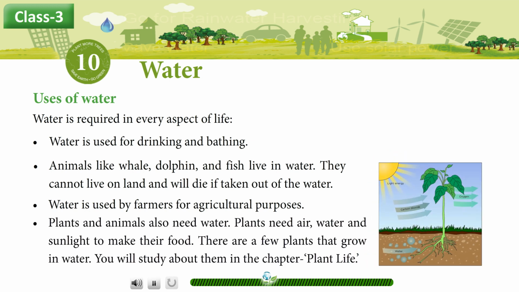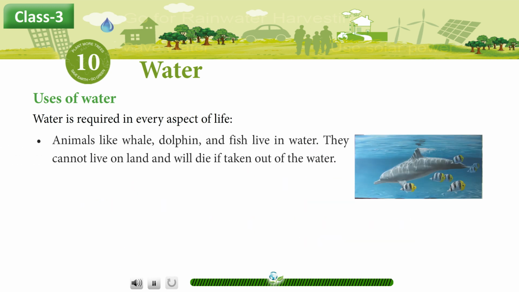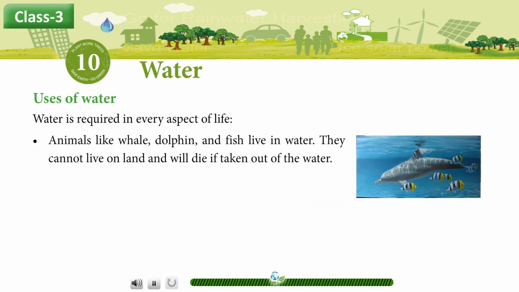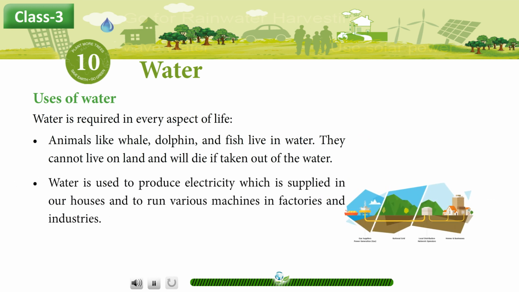Plants and animals also need water. Plants need air, water and sunlight to make their food. There are a few plants that grow in water. You will study about them in the chapter Plant Life. Animals like whale, dolphin and fish live in water. They cannot live on land and will die if taken out of the water. Water is used to produce electricity which is supplied to our houses and to run various machines in factories and industries.